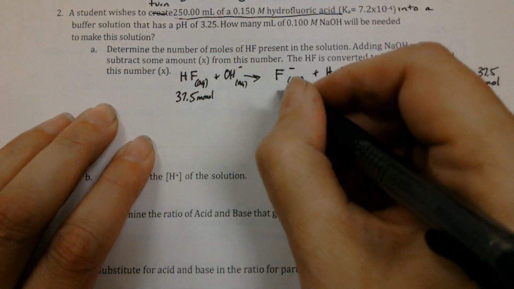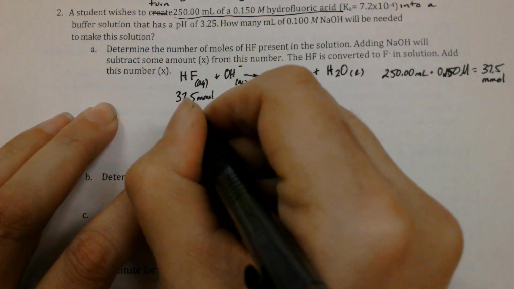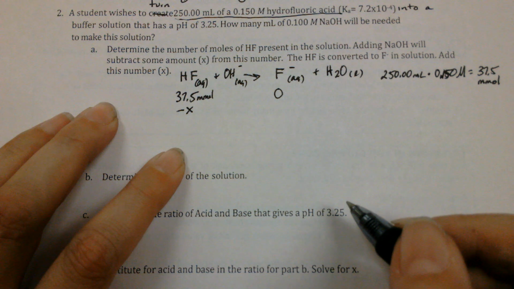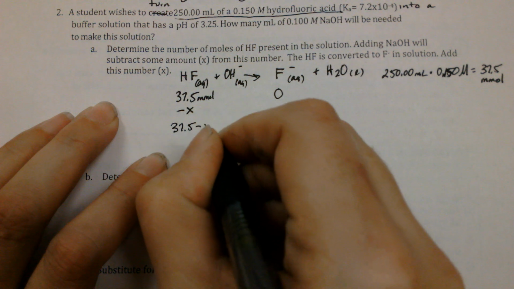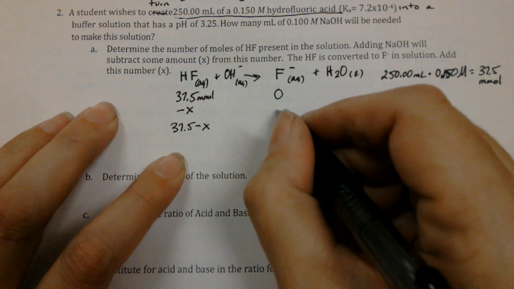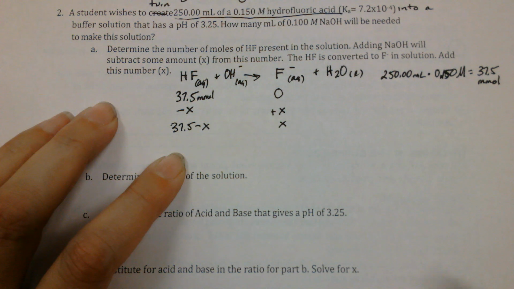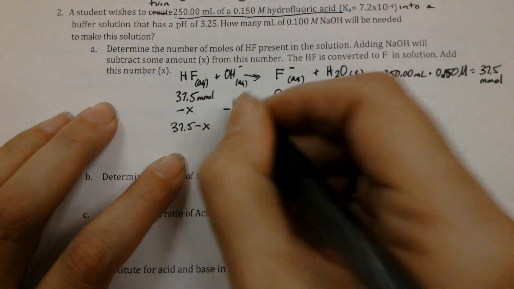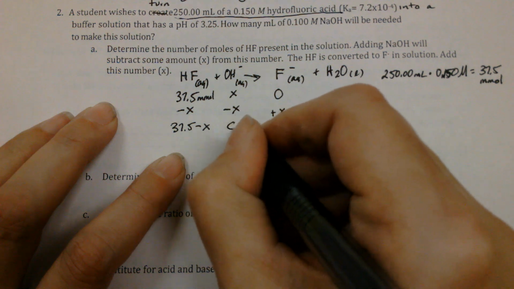And we know that, when we do these things, we generally assume that these start with 0 and they are negligible. So we need to turn some of this HF into F minus, so we have to get rid of some of it. So in the end, we'll have that 37.5 minus some of it that will have turned into F minus, so that we can actually get a buffer solution. Since you can see that these reactions are all 1-to-1, you can see that this would also have to be minus X. And in order to subtract X, we need X to start with.